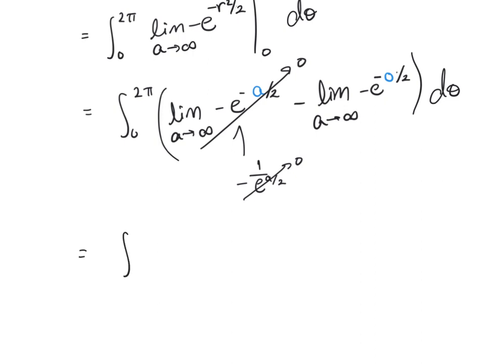So this is just from 0 to 2 pi. Now, because of the fact that this is a negative, it becomes plus, and e to the 0 divided by 2 is e to the 0 all day long, which is just going to be 1. So this is a minus minus, so it becomes plus 1 d theta. Doing a regular integration, we get 2 pi. And there we have proved it, and we are done.